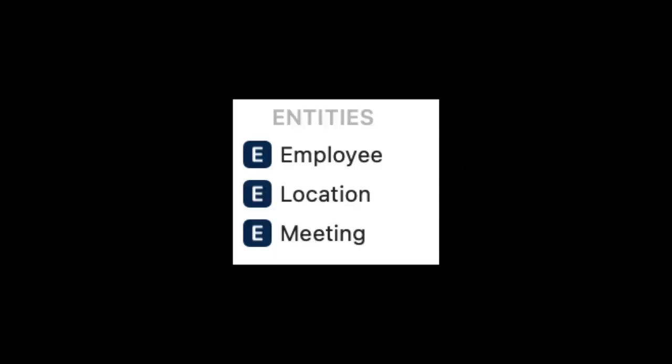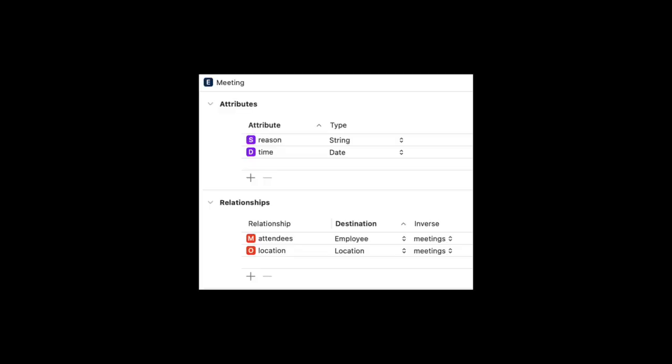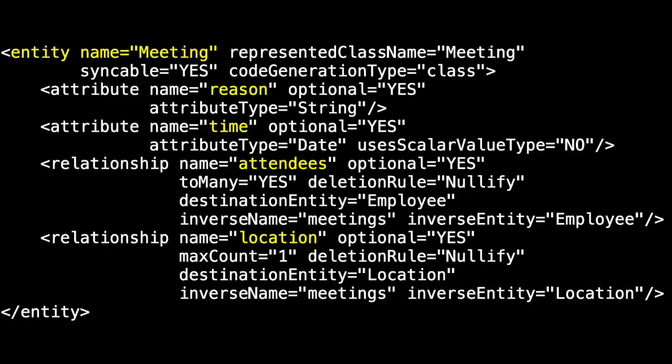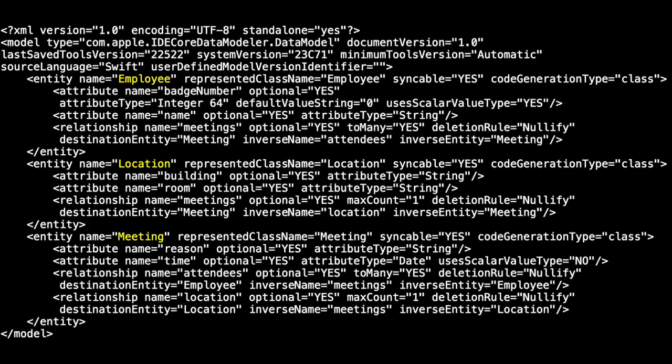So in our running example, we have three entities: employee, location, and meeting. For example, in meeting, we had two attributes, reason and time, and two relationships, attendees and location. And a couple of times ago, we saw that's persisted as XML. So here for meeting are the attributes, reason and time, and the relationships, attendees and location. And we pull back and see the rest of the entities described also.